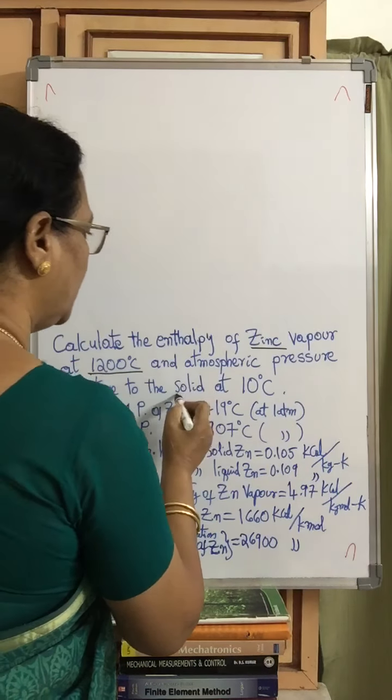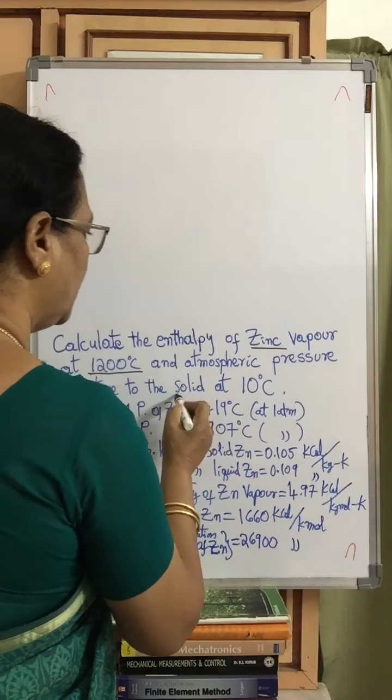Then Q5 is equal to the heat required to heat zinc vapor from 907 degrees centigrade to 1200 degrees centigrade. Like that we are dividing into stages here.